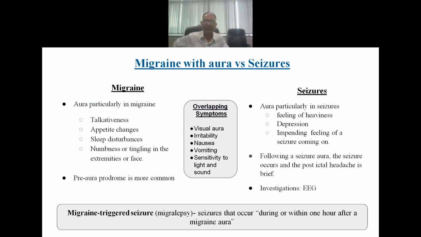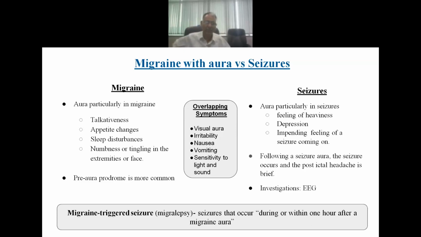Yeah, it is here. Migraine with aura versus seizures. Many times the patient may not be intelligent enough to give you a proper history. Then you have to find out whether you are dealing with a case of migraine or it is probably epilepsy or seizures. So these are the important differentiating features.